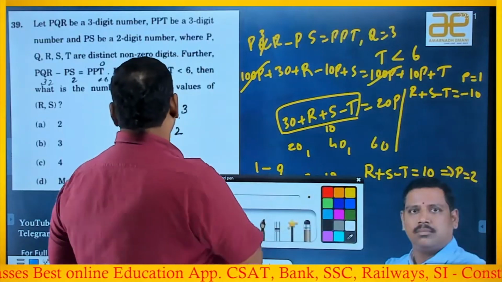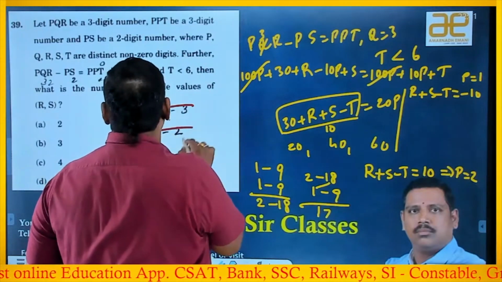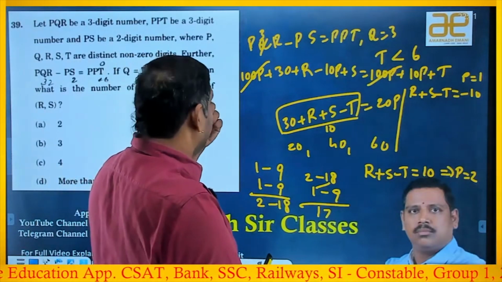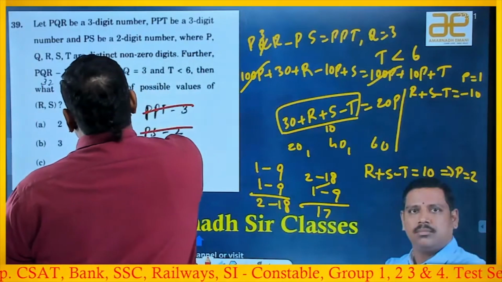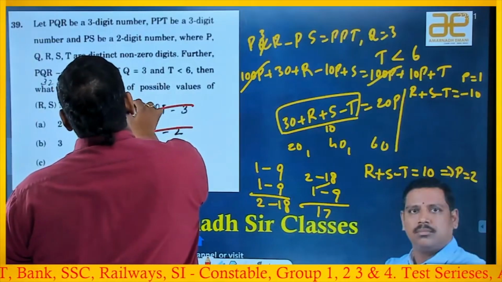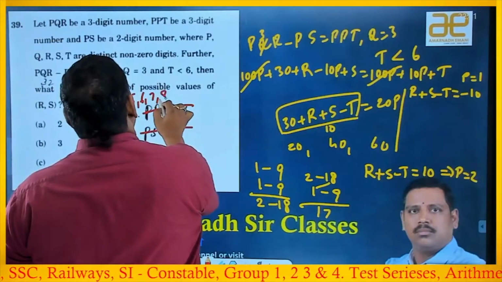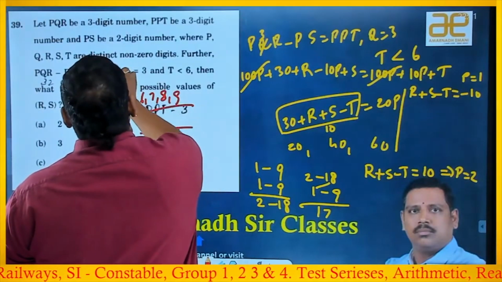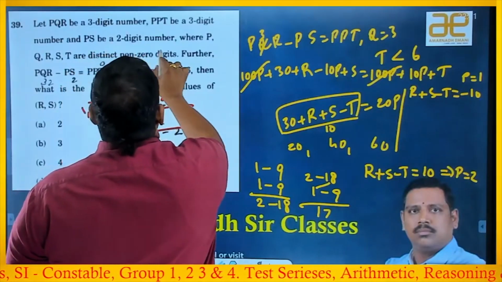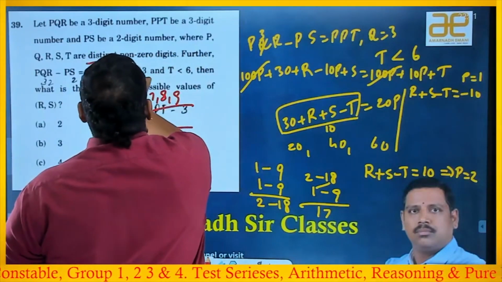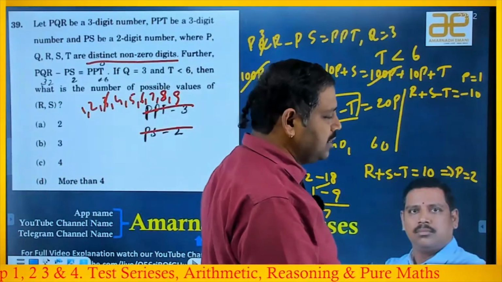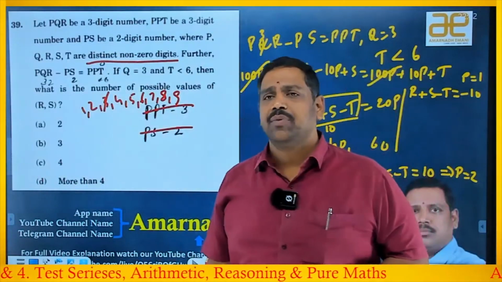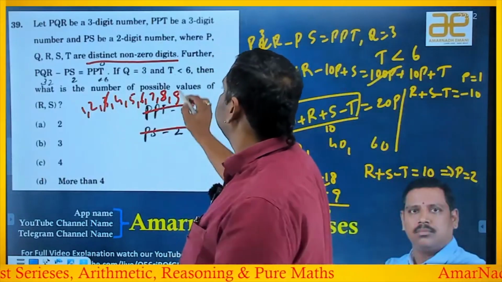Observe that. And T is less than 6, that is an important condition. Write the digits 1, 2, 3, 4, 5, 6, 7, 8, and 9. Because P and Q are distinct non-zero digits, so no 0. And Q is equal to 3, so no digit will repeat; 3 should not be repeated. Now T is less than 6.